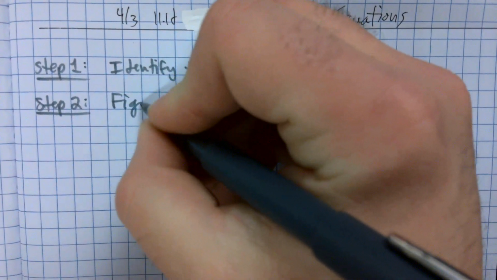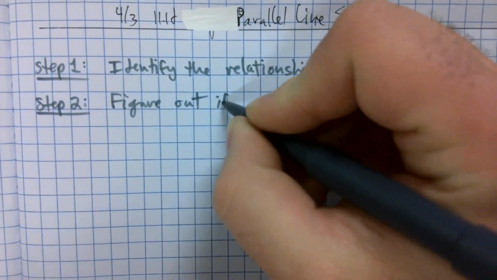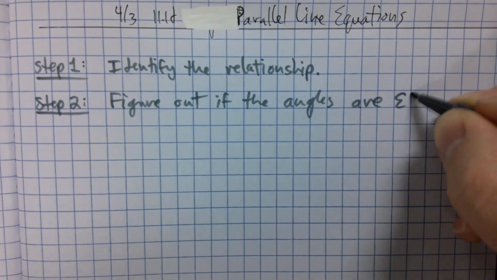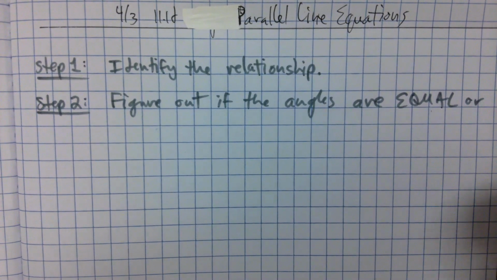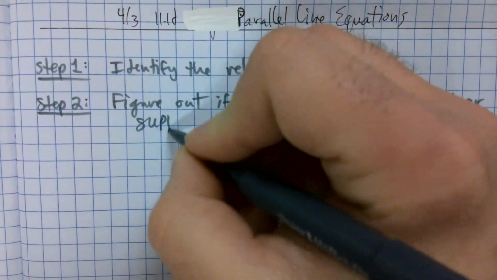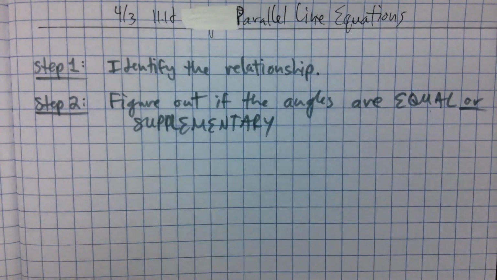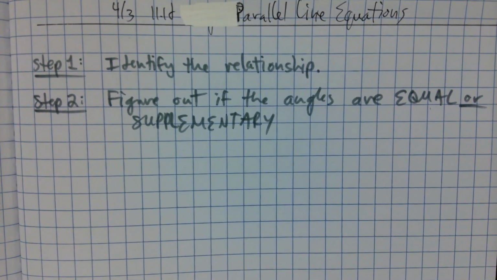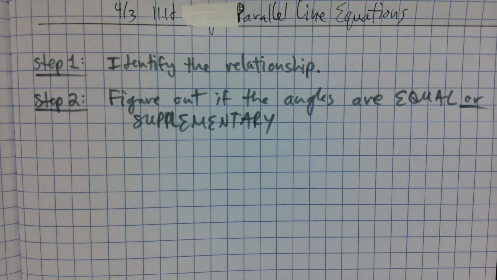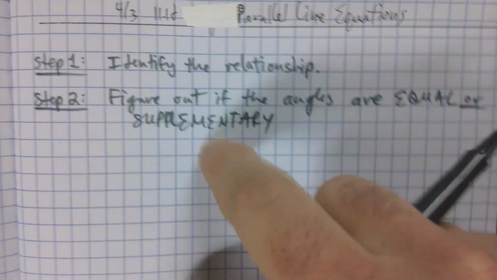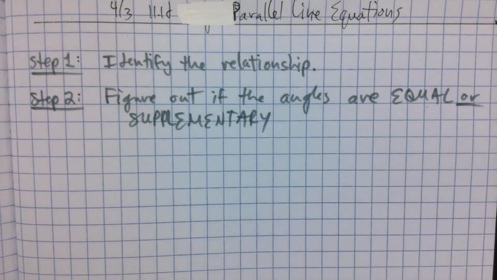Step 2, figure out if the angles are equal or supplementary. That's going to determine what equation we set up in order to solve for the missing variable. If we set it up wrong, we're going to get, of course, the wrong answer. So we've got to figure out if the angles we're looking at are equal or supplementary based on the relationship we identified in step 1.